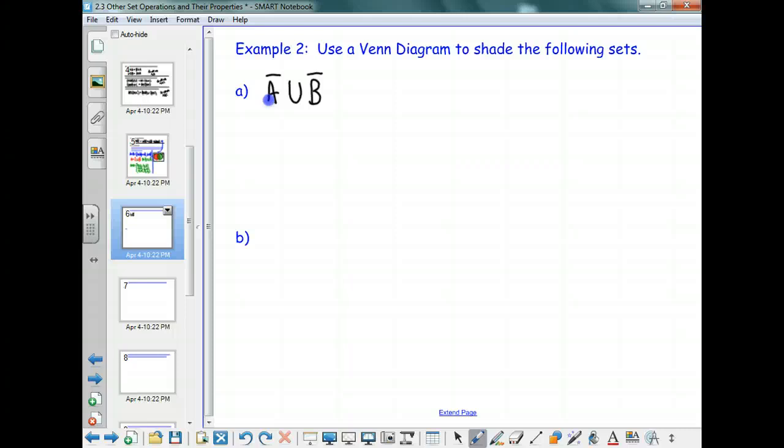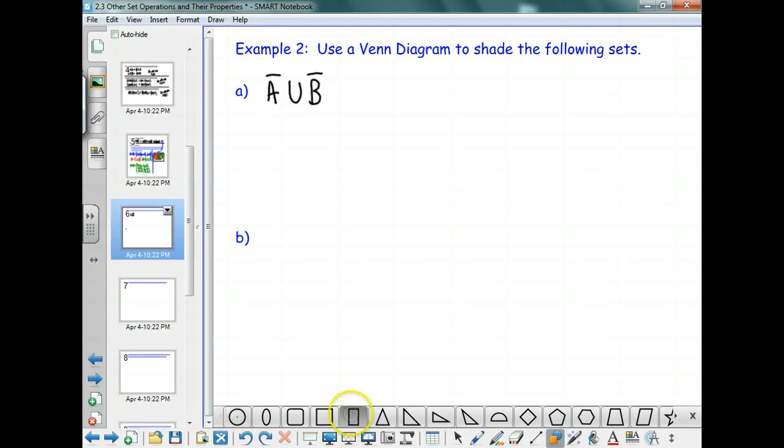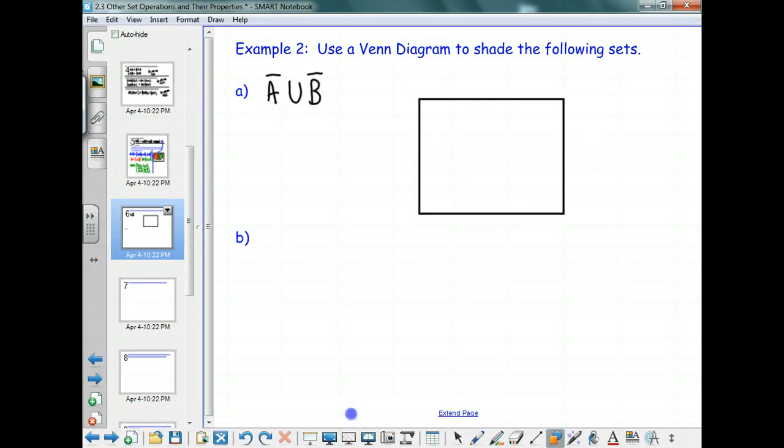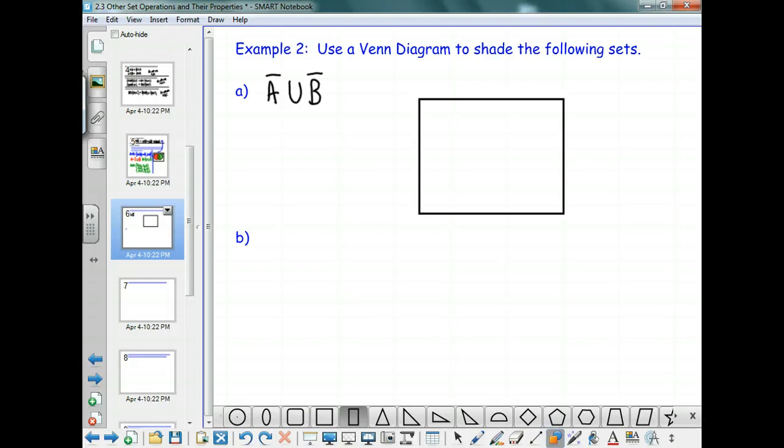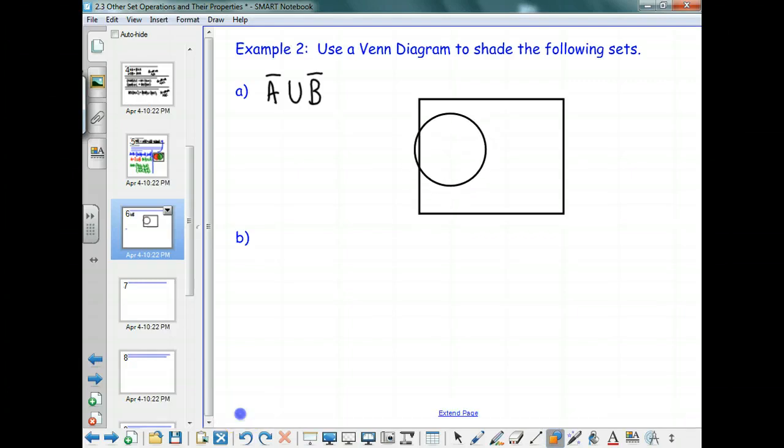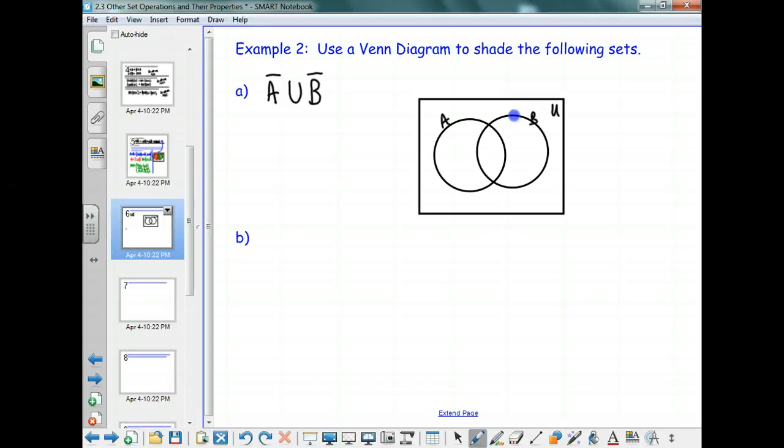Okay? All right, so I have 2 sets right here, A and B. When I draw my Venn diagram, I'm going to draw the same picture that you've seen me draw on the previous slides, where I have the rectangle, always there, with the circles on the inside, and the 2 circles overlapping. Okay? We're going to call this set A, set B, and set U. Everybody get so far?